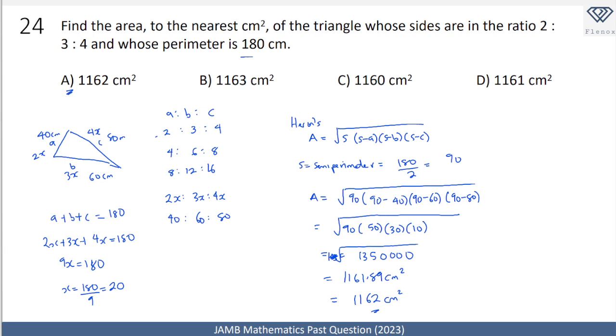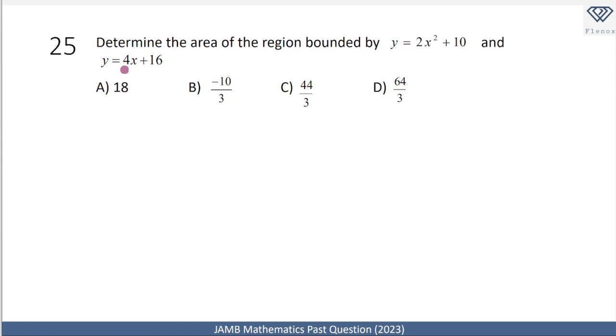Moving on to the next question, we are told to determine the area of the region bounded by y = 2x squared plus 10 and y = 4x plus 16. So how do we go about solving an equation like this? This is one of the classic applications of integration, which is finding the area underneath the curve.